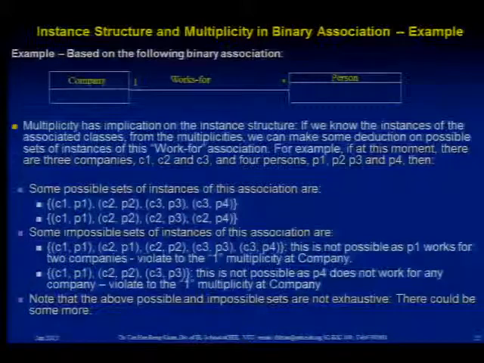What does this mean? That means P4 does not work for any company. That means P4 associates with 0 companies. So again, it violates the multiplicity here. P4 works for 0 companies in the last set because P4 is not in any of these instances. So it violates the multiplicity here. So this is also an impossible set of instances.